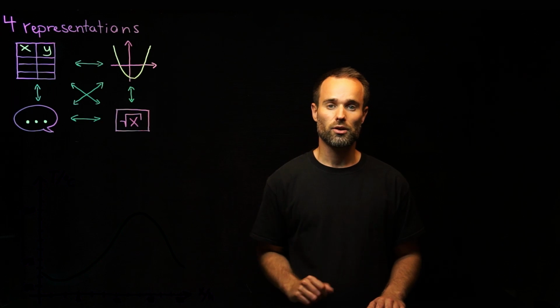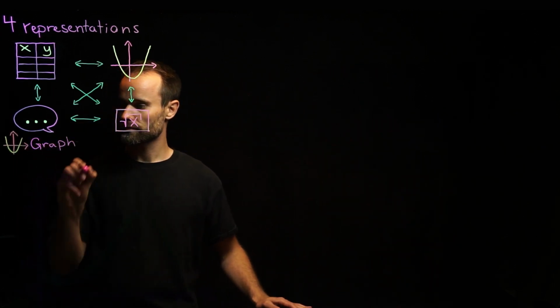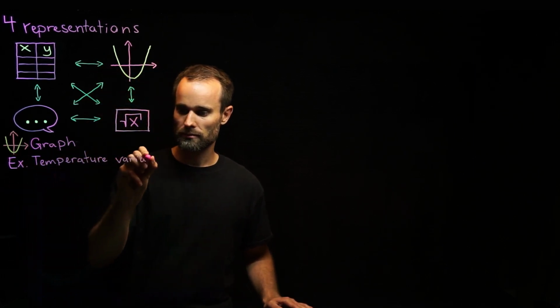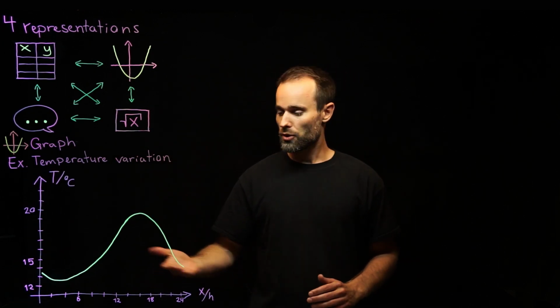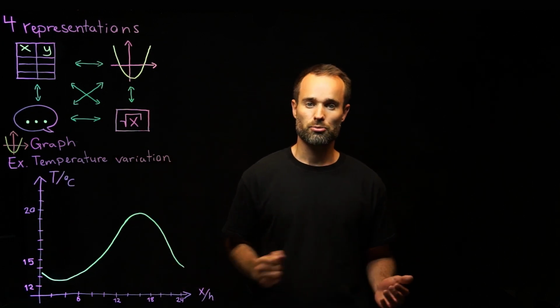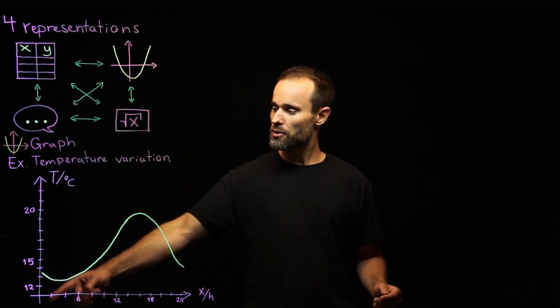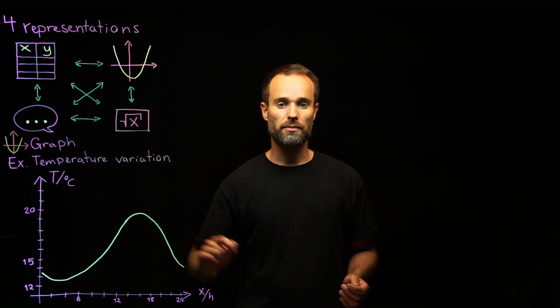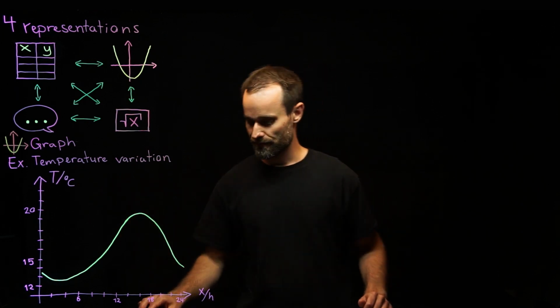Let's look at a graphical representation. The graph shows the temperature variation during a spring day. The time of the day is on the x-axis and the temperature on the y-axis. X is used for time and T for temperature, and the units are hours and degrees Celsius.